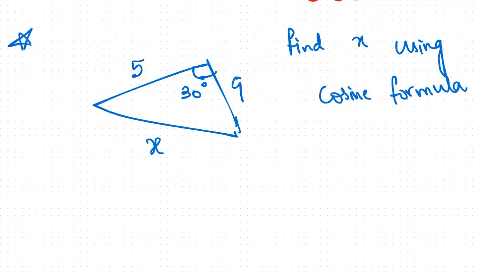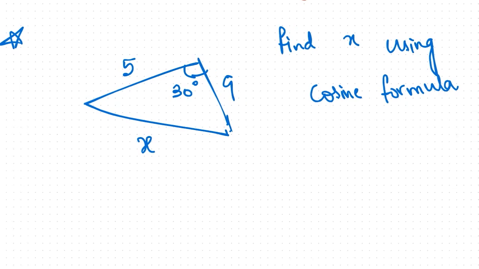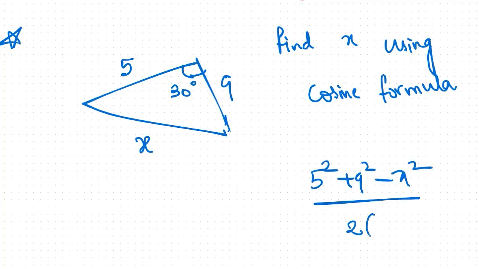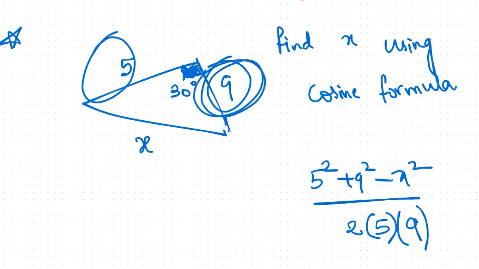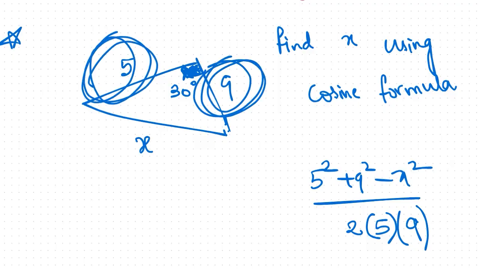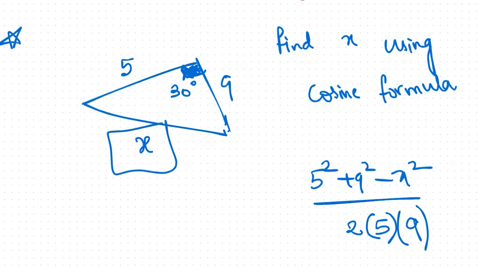What to do? There's a variable, so it would be like 5 squared plus 9 squared minus x squared over 2 times 5 times 9. Basically if you choose this angle, the formula will be the sum of adjacent side squares, 5 square plus 9 square, minus the opposite side x square. And I just keep solving until I get x.